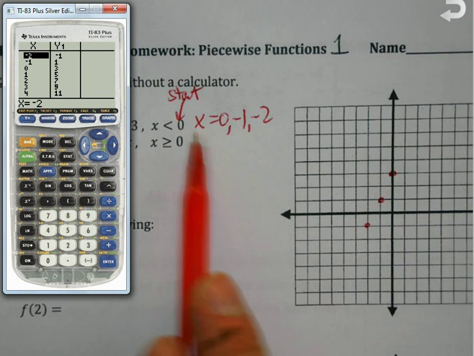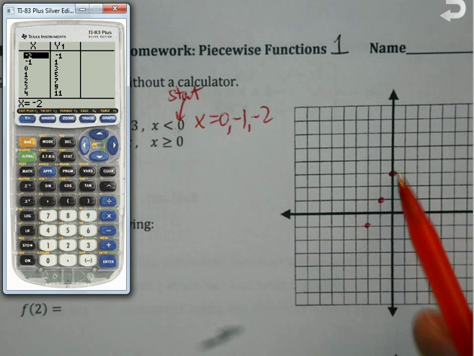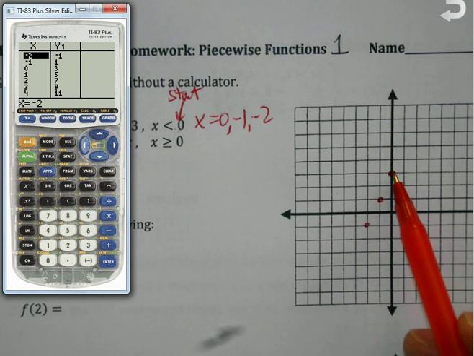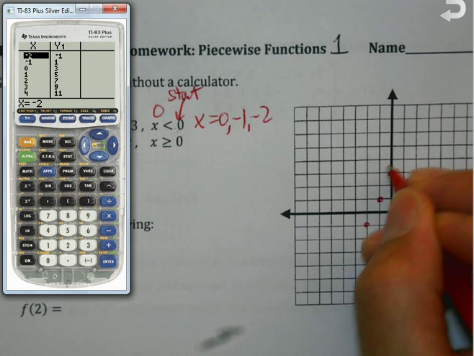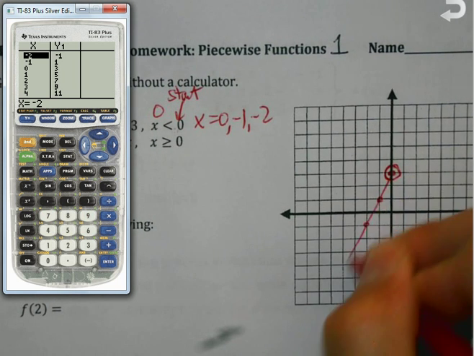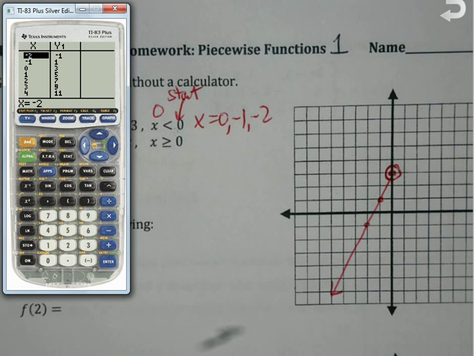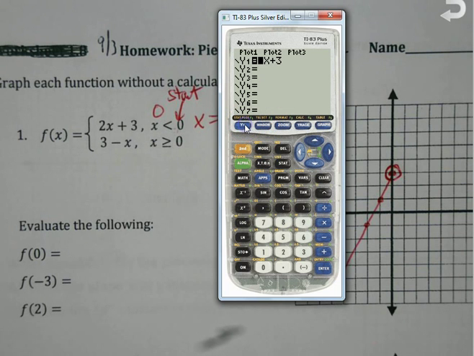So that first dot is going to be at 0. The inequality will always tell me that. So it's this one. What type of dot is that going to be? A not filled in one. And then we connect the dots, and we've got that part done. So then, I just repeat the process one more time. 3 minus x. Second graph.